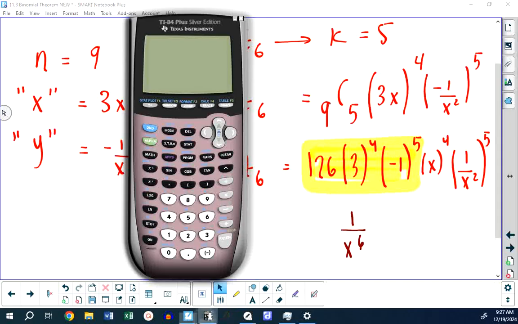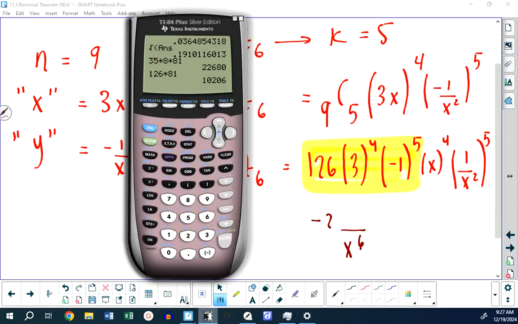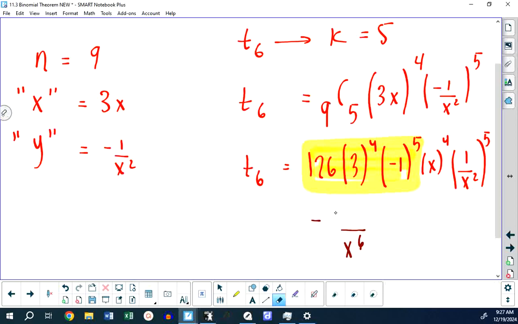And the coefficient will be negative 10,206, because that negative 1 raised to an odd exponent will be negative 1, and then times the 81 times the 126. So I would probably just write my answer this way. I forgot what that was. Negative 10206.